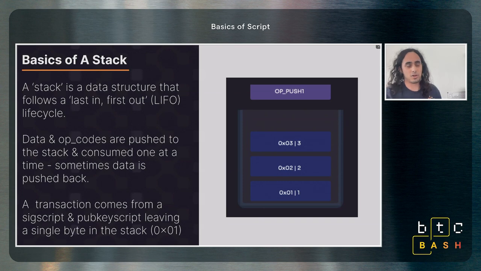A stack is a data structure that follows a last in, first out life cycle. What that means is that data and opcodes are pushed into the stack and consumed one at a time. Sometimes operations will be done on items within the stack. So if we do op duplicate, we'll have one item in the stack, op dup will duplicate it and push another item to the stack. Usually the data that is pushed is public keys, signatures, items that you would see in a transaction.